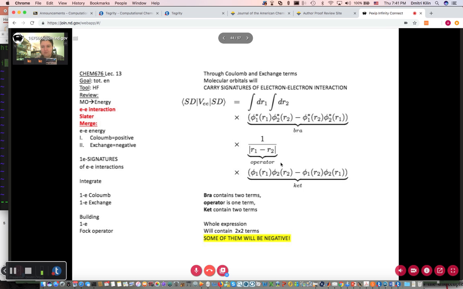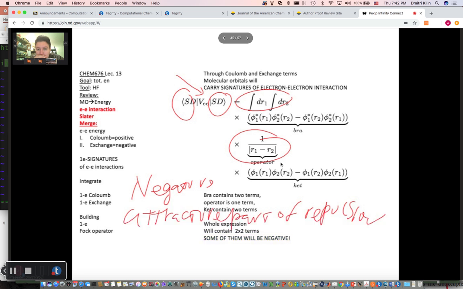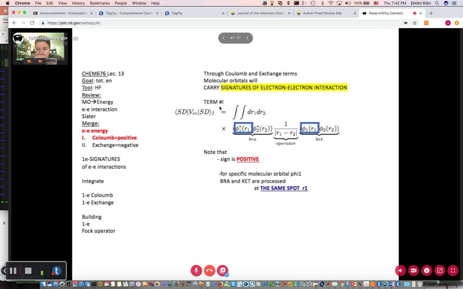Do not worry. I'm partially covering what we will be doing when I return next Tuesday. So if you open these brackets, this electron energy, there will be a term that appears from the natural order of electrons and orbitals. See, in the brackets phi 1 r1, phi 2 r2 on the left, and phi 1 r1, phi 2 r2 on the right. And the sign in front is positive. Positive sign means repulsion. Good?